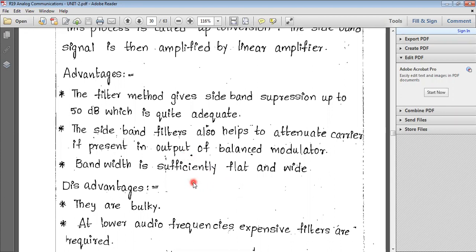Note down the third advantage. The third advantage is that the bandwidth is sufficiently flat and wide. Always we maintain the bandwidth as a flat response. Already you observed in EDC for amplifier circuits, you have a flat response. From where to where do we have a flat response? From FL to FH, that is from the lower cutoff frequency to the upper cutoff frequency.